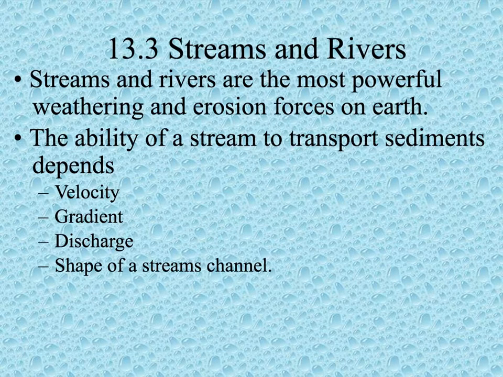The last thing here, we have the note that says the shape of a stream's channel. And we're going to get into that in a second, but just be thinking, well, if it's a straight channel, the water's going to have less resistance. It doesn't have to turn. So the water's going to move a little bit faster. That tends to be in higher elevations. Whereas if you have the meanders, those bends that we saw in the diagrams yesterday, that's going to cause the water to move a little bit slower. And again, when we're discussing fast or slow, we're discussing velocity.